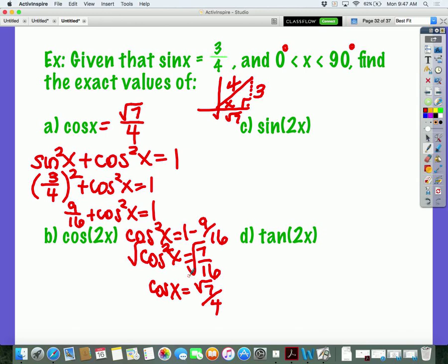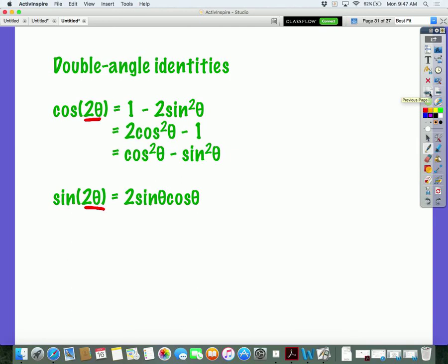Now B says cosine 2x. We're finding cosine 2x. Well, look at your formulas, right? For cosine 2x, there's 3 different ones. Which one do you want to use? The first one. Why the first one instead of the other two? The other two have cosine still. But then we find cosine? Yeah, but the first one is just easier because you don't have to square everything, you just plug it in. Now mind you, we already found cosine, so cosine's done. Like we found that we can use that.